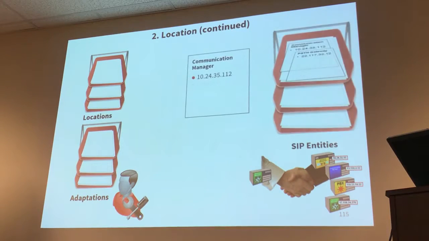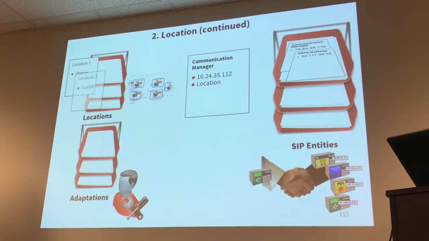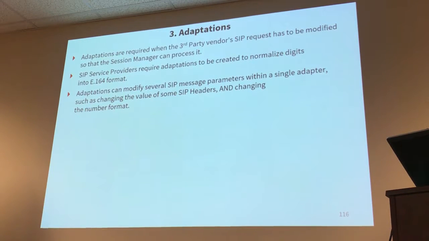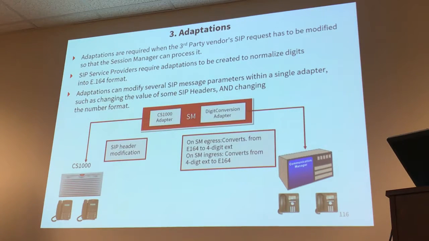Okay, locations allow you to associate the location with an IP address pattern. Let me just move on. Adaptations allow you to modify or normalize digits. And also they allow you to modify zip headers. I'll talk about adaptations with another chapter later. And we will have an exercise.